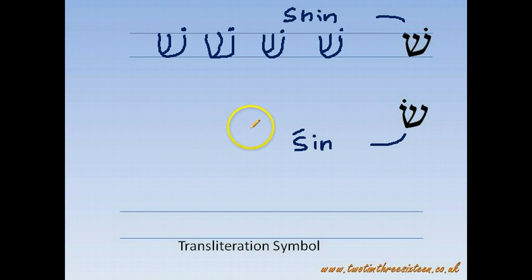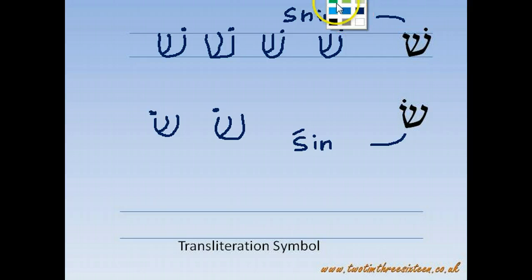The sin, I didn't draw parallel lines for this, but it's exactly the same. But there's going to be a dot on the left-hand side. So this is just how you would write it down. So that's the sin. I think I maybe just better change the color to continue here.